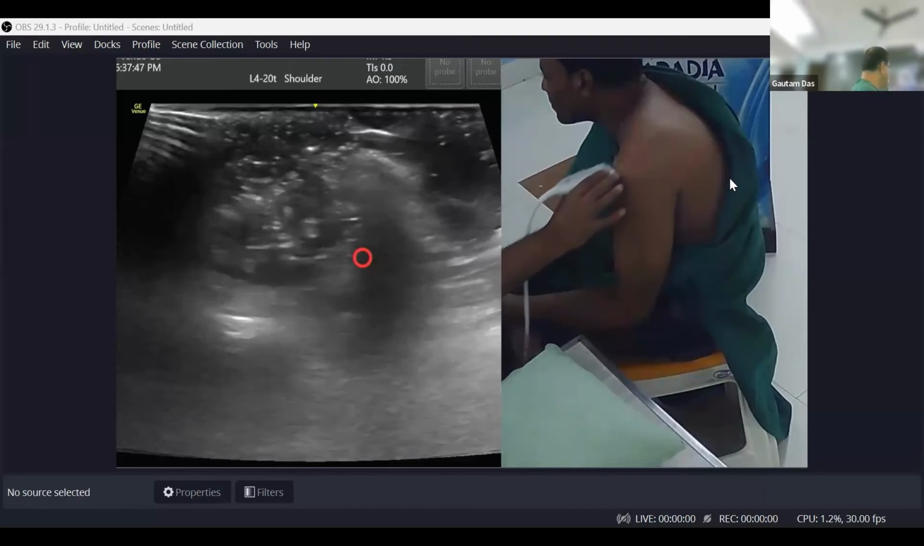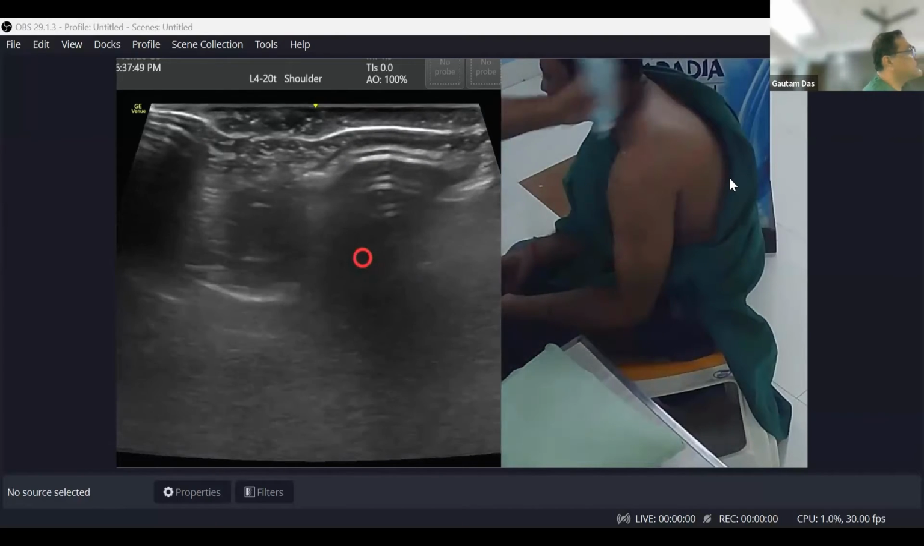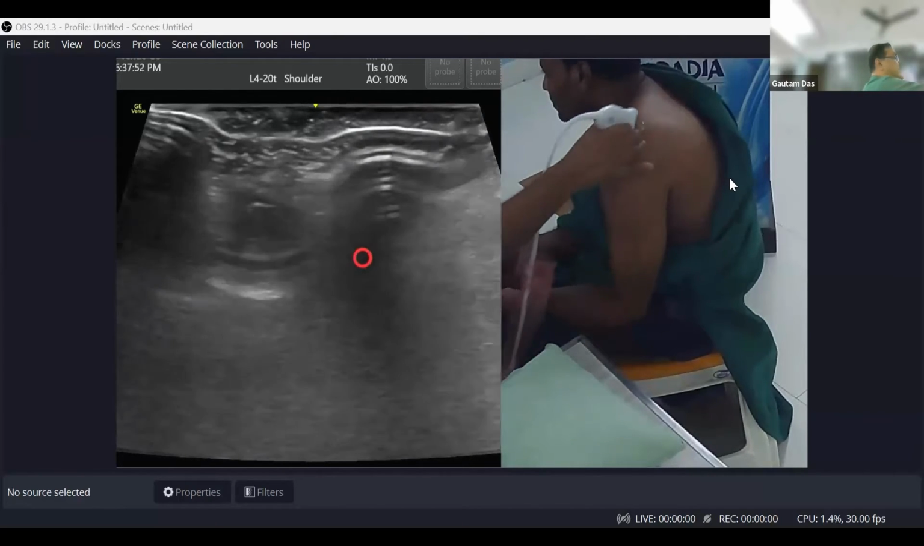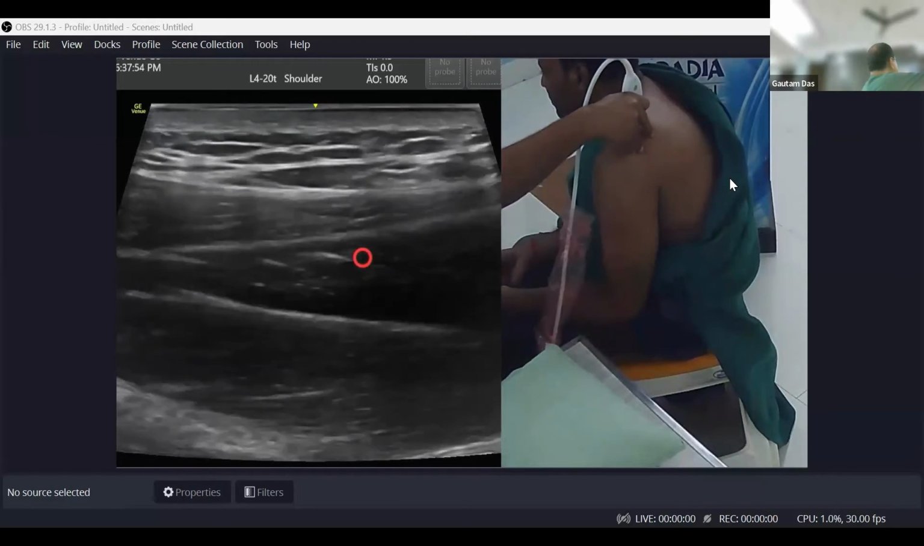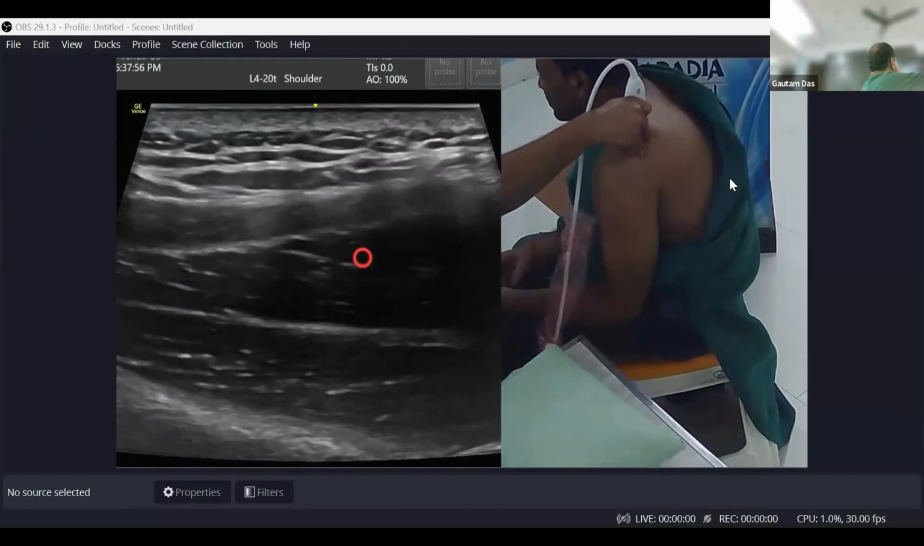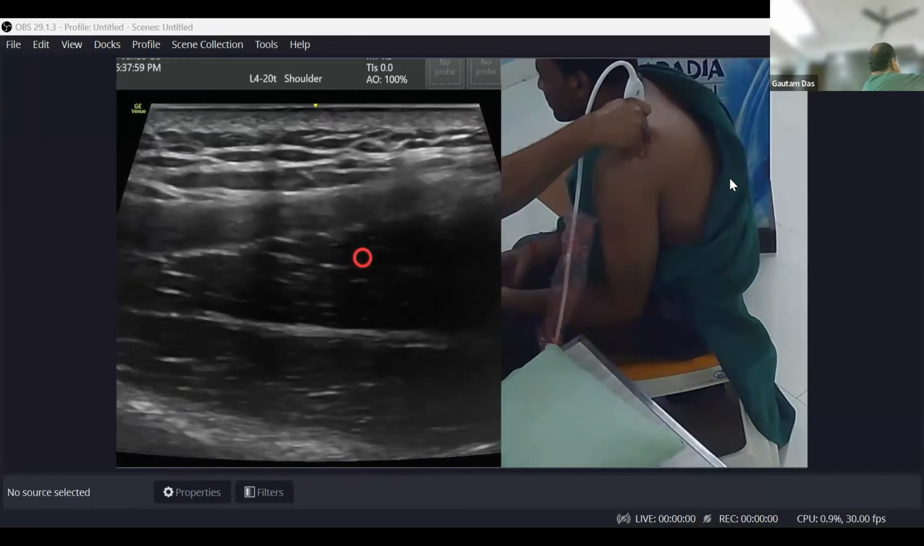So now, if we put a little more gel there, let us see. Let me increase the depth a little more.